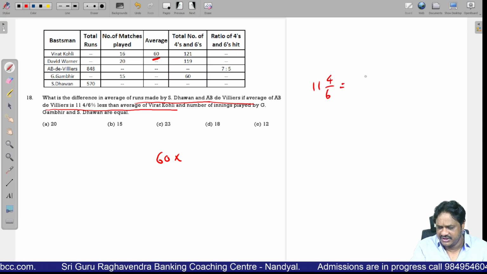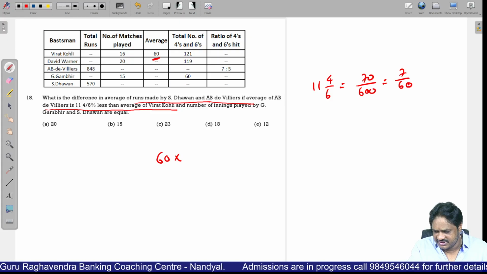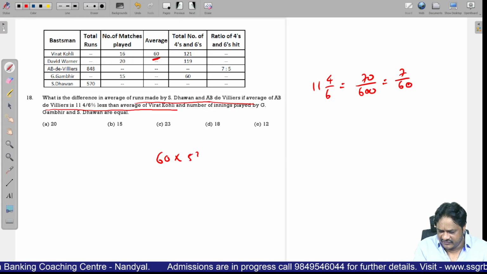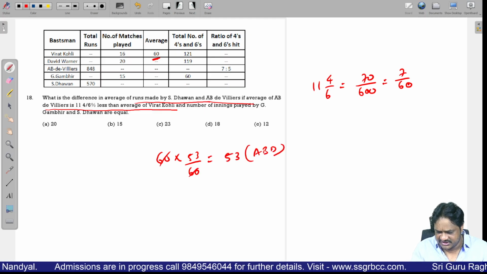11 4 by 6 is 70 by 600, or 7 by 60. 7 by 60 less means we have to take 53 by 60. So 60 and 60 cancel, 53. This is AB de Villiers' average.